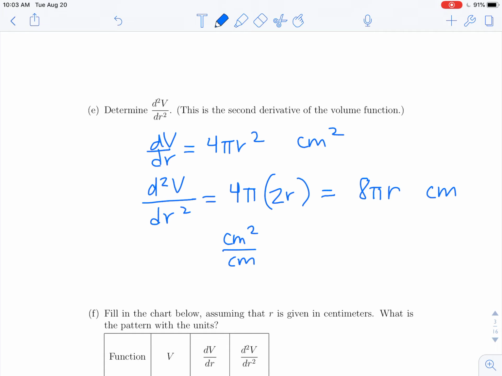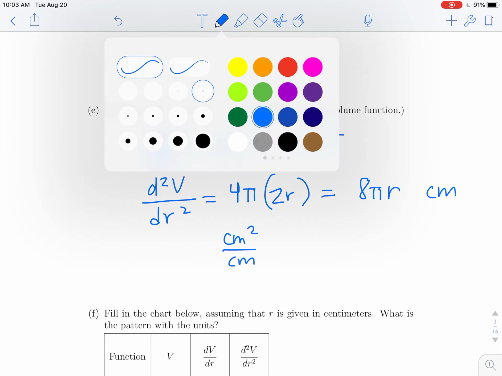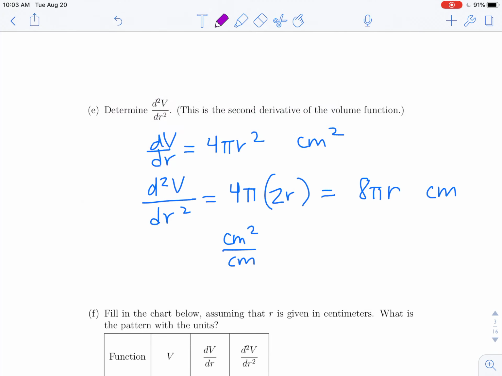Now, if you look at the powers of r that you have in both of these expressions, when you have an r squared, it makes sense that your units should be centimeters squared. When you have an r, it makes sense that your units should be centimeters. And so that's another gut check to say, okay, yeah, this definitely does make sense.